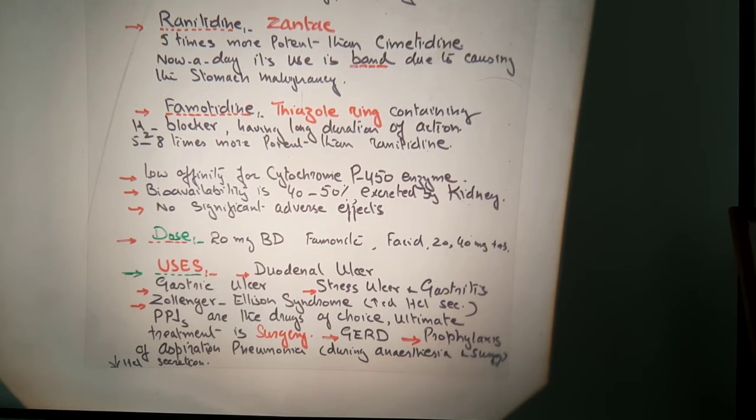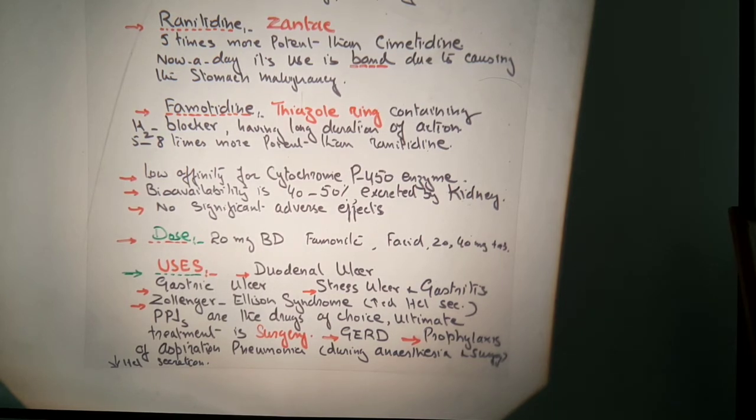Now next is famotidine. Famotidine is an H2 blocker having a thiazole ring in its structure, with long duration of action. It is 5 to 8 times more potent than ranitidine, and ranitidine is more potent than cimetidine. So we can say that famotidine is the most potent drug for the treatment of peptic ulcer, having long duration of action.